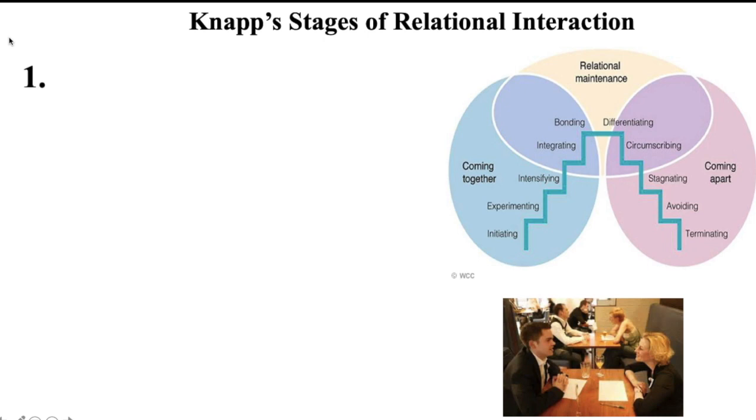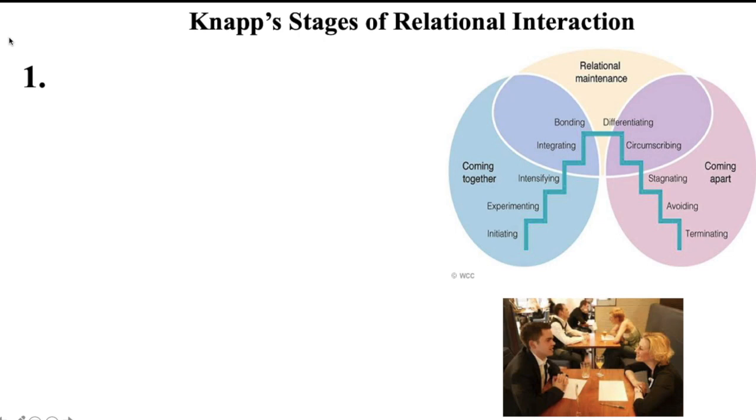So there's 10 stages, and you can look at the diagram in the upper right hand corner. This is for educational purposes for our students for the winter 2020 semester, due to not meeting on campus because of coronavirus. So let's take a look at Mark Knapp's stages of relational development.